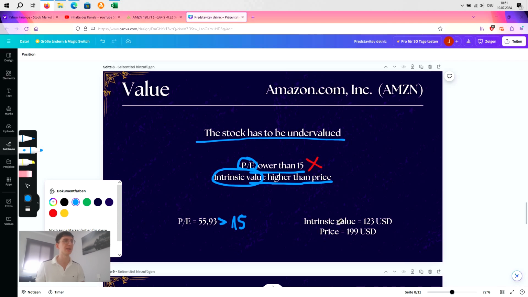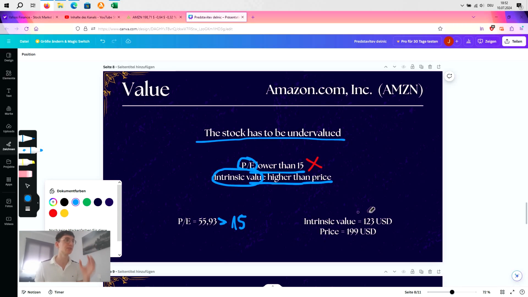Now let's take a look at the intrinsic value. Now this might sound a bit complicated for you. Intrinsic value is actually a concept that tells us what the current price should be based on fair value, okay? So the computer makes some complicated calculations in the background based on the financial data it has about Amazon, and based on that data, the computer gives you the price that the stock should have at this exact moment, okay?